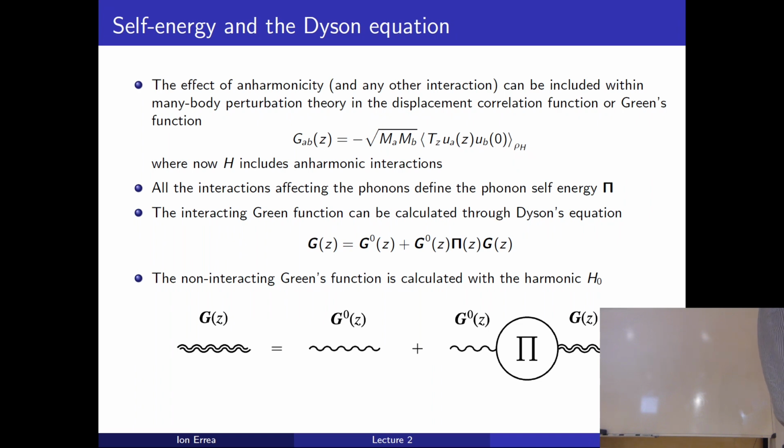So basically, in terms of Green's functions, we have this Dyson equation in this way, where this self-energy defines the full interaction. Here, this H0, which defines the non-interacting Green function, is the harmonic solution, so we will be taking this expectation value with the density matrix defined by the harmonic solution. So this would be the many-body picture.